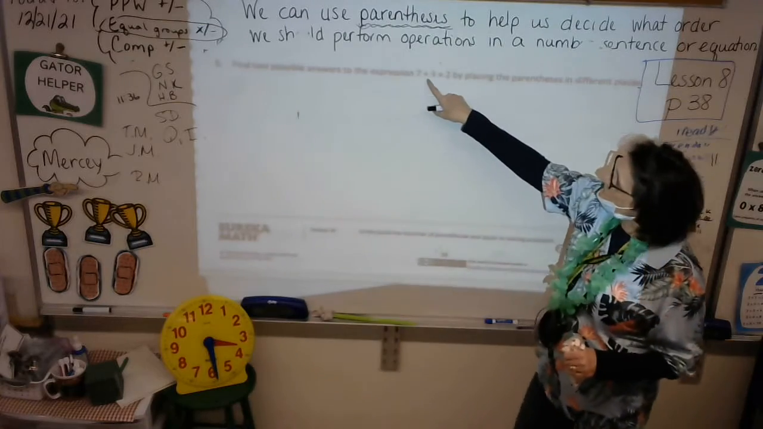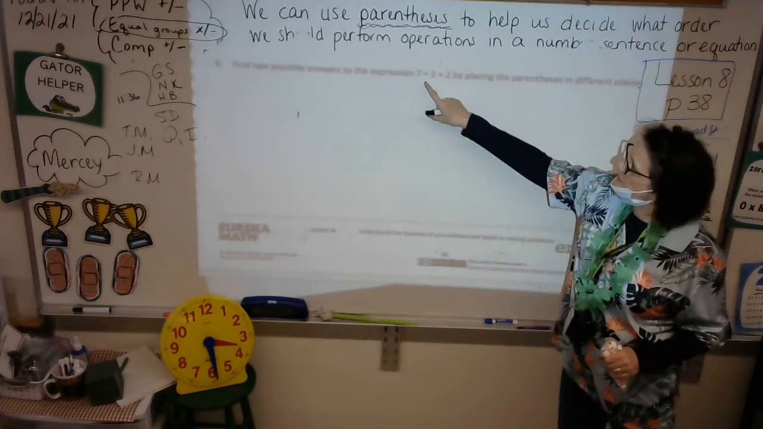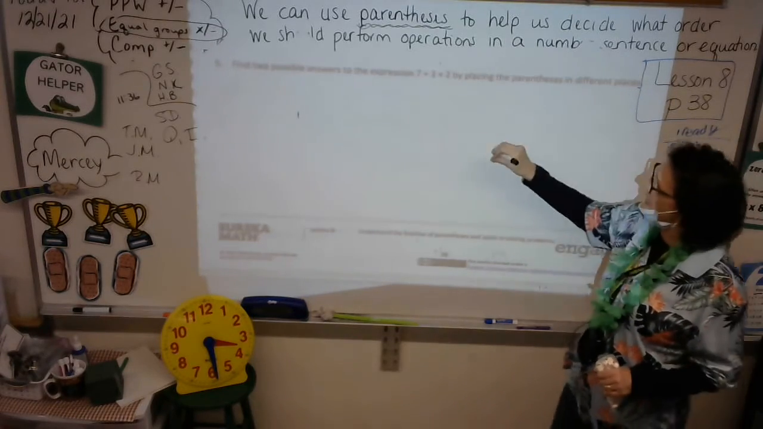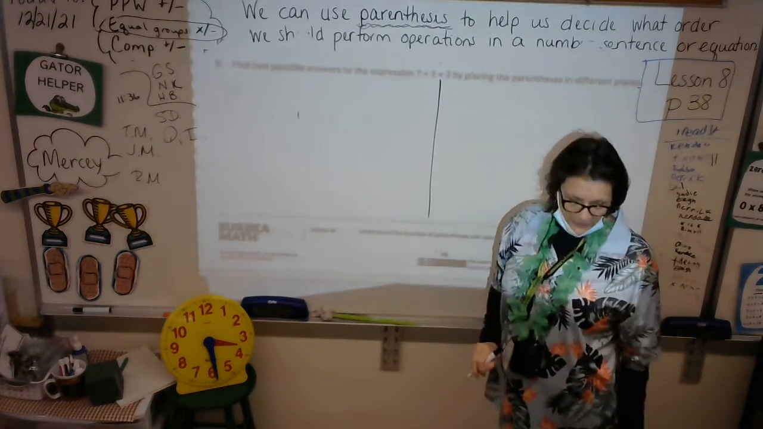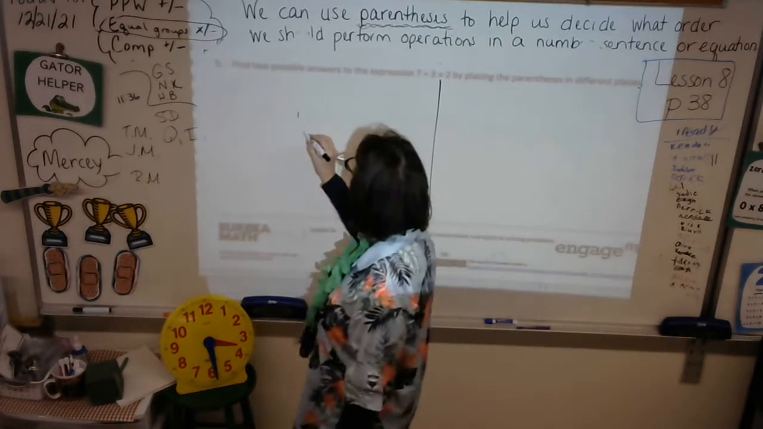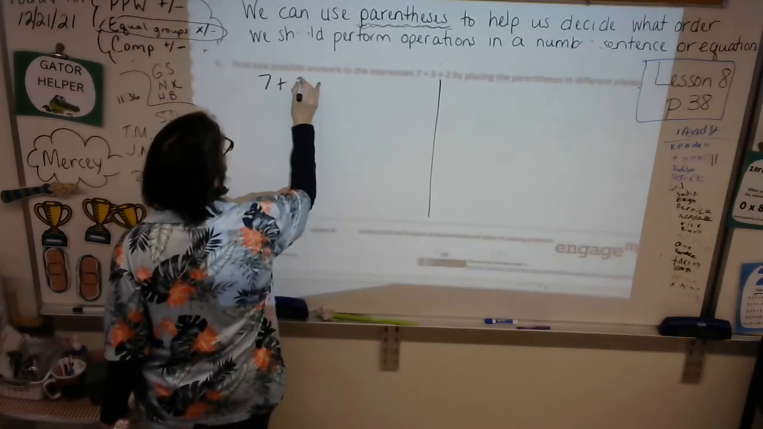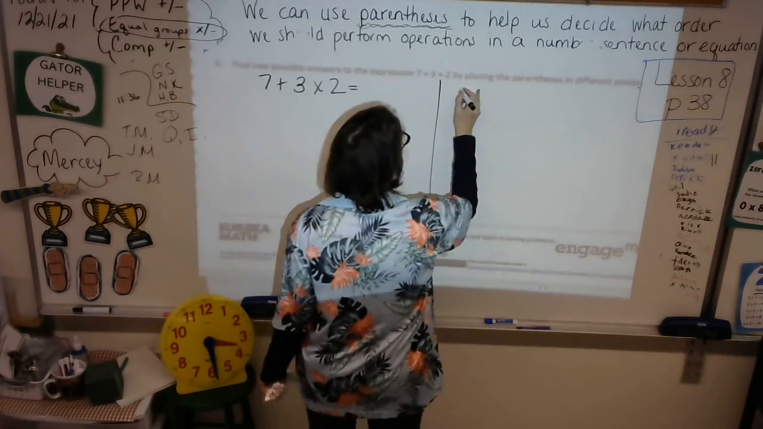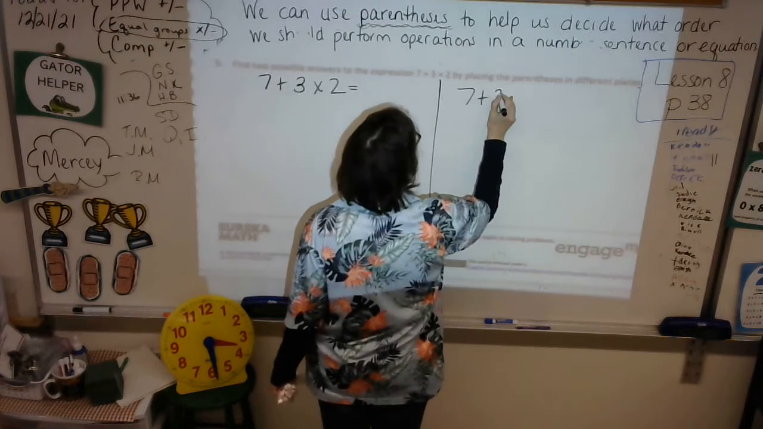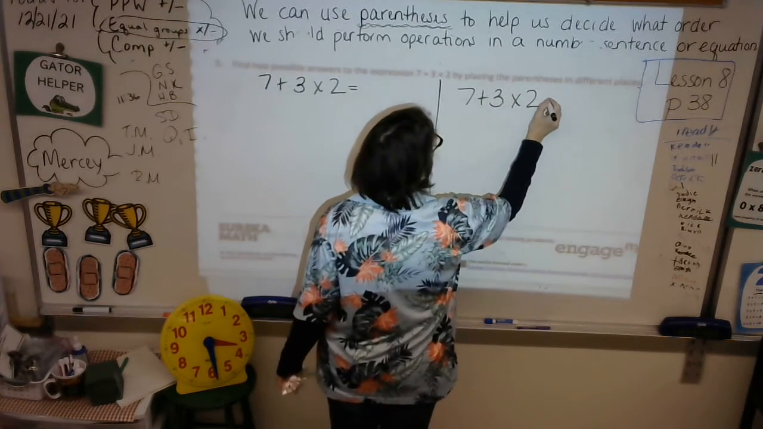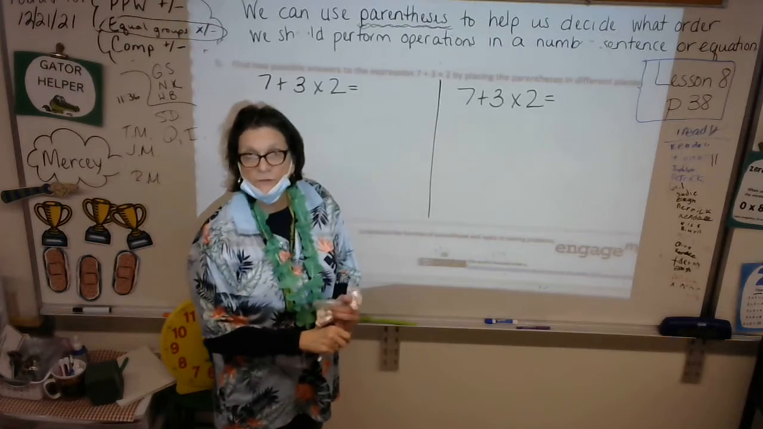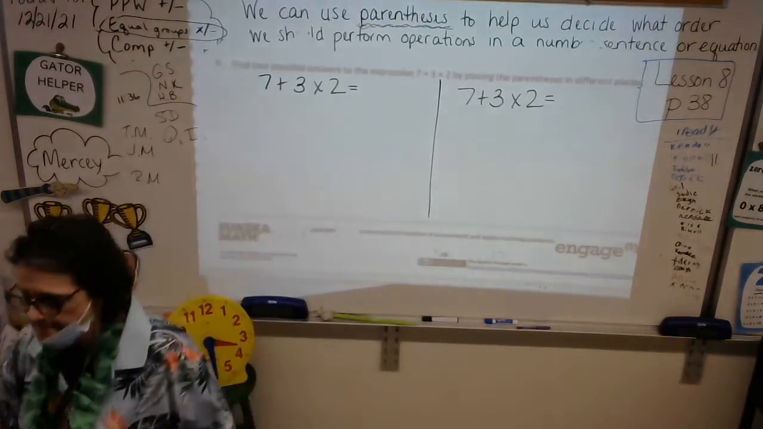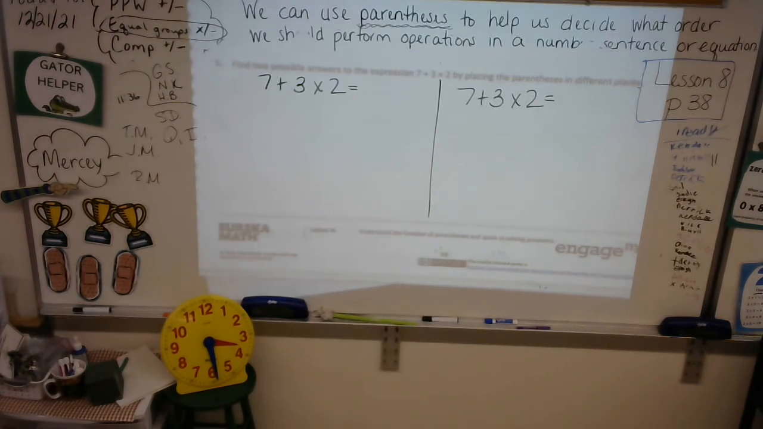So it says find 2 possible answers to the expression 7 plus 3 times 2 by placing the parentheses in different places. This is what I want you to do. I want you to divide your workspace. I want you to write that twice. And then I want you to show 2 different solutions. And friends at home, I want you to do that independently and then submit it to your teacher, okay? Go ahead, Ellen.